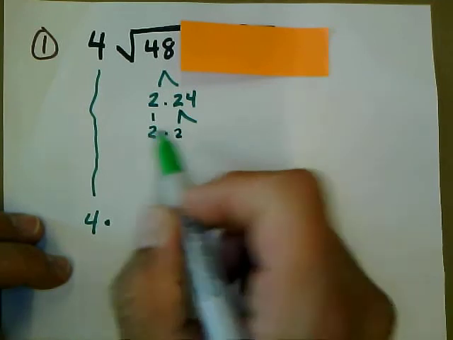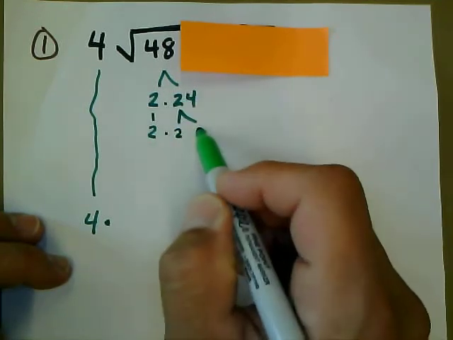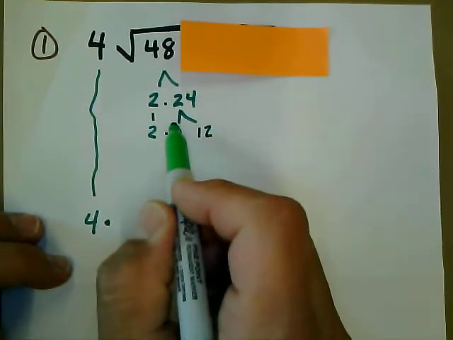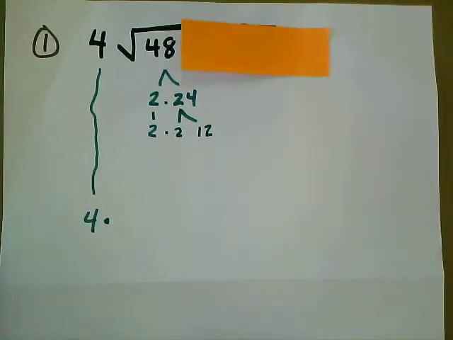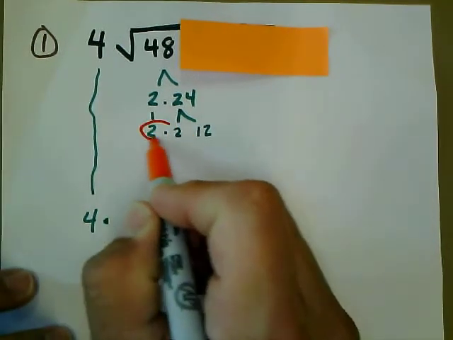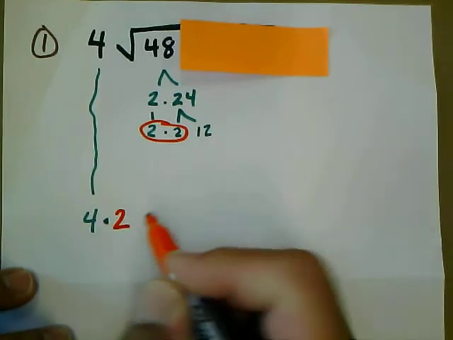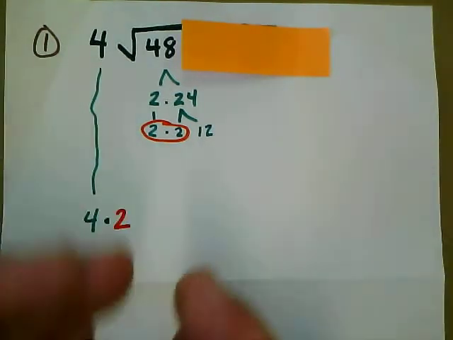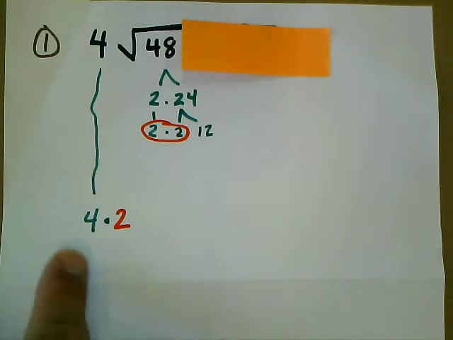Well, what did I do? I've got a pair here now. 24 divided by 2 is 12. Well, there is my pair. What I want to do is take that pair and put it down as a 2. They kind of come together, okay, and they become 2. So we have 4 times 2 down here on the outside.